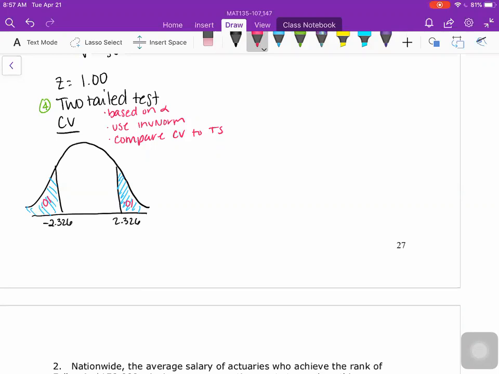Now on this same figure, we're going to mark our test statistic, which is 1, which is going to be about here. Because our test statistic lies outside of the rejection region, our decision is fail to reject the null hypothesis.